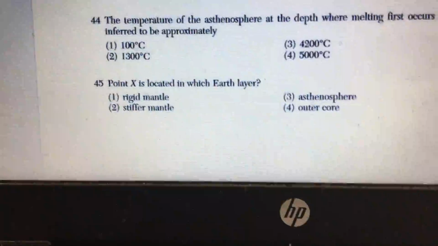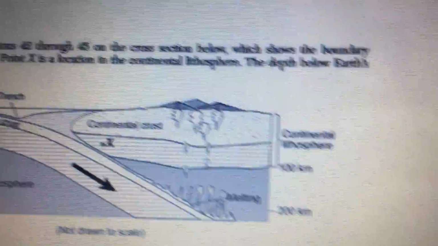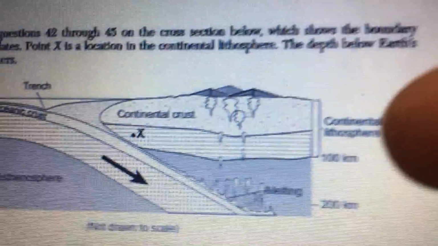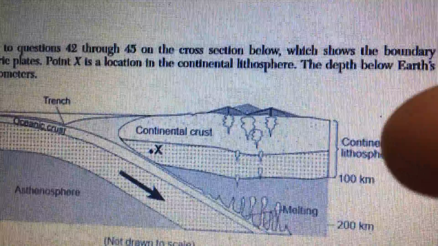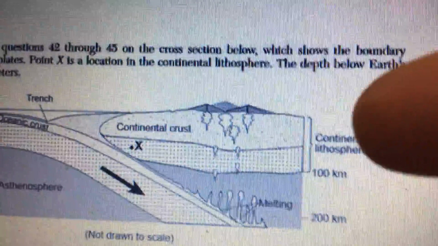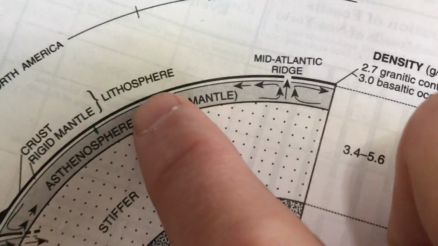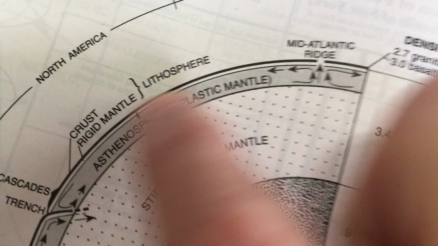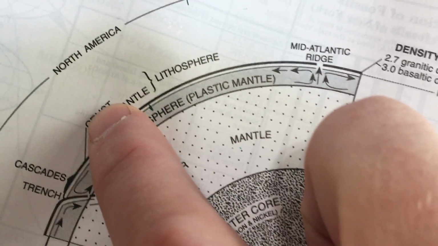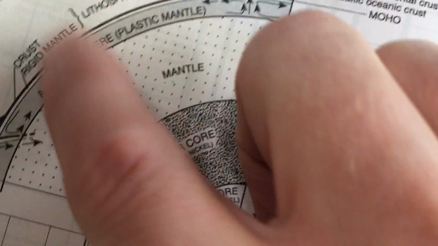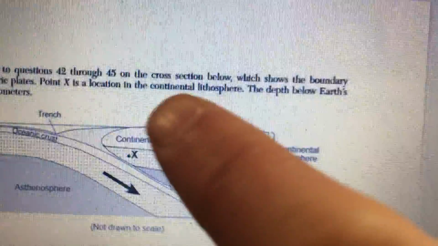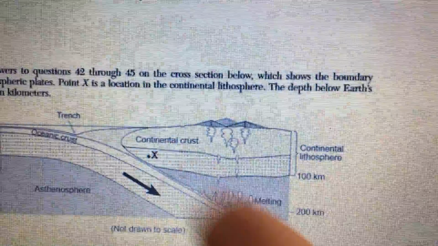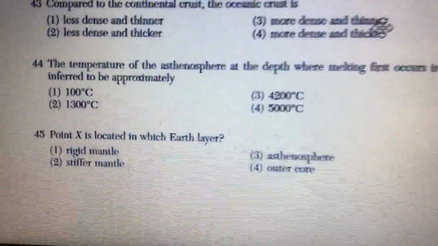Point X is located in which Earth's layer? So it tells you here, I'm not going to look at the answers yet, but this is continental lithosphere. I doubt the answer is going to be lithosphere. But just remember to look here. Lithosphere is made up of both crust and rigid mantle. They already told us that this was crust, so I'm hoping the answer for X is rigid mantle. And it is. Number 1.